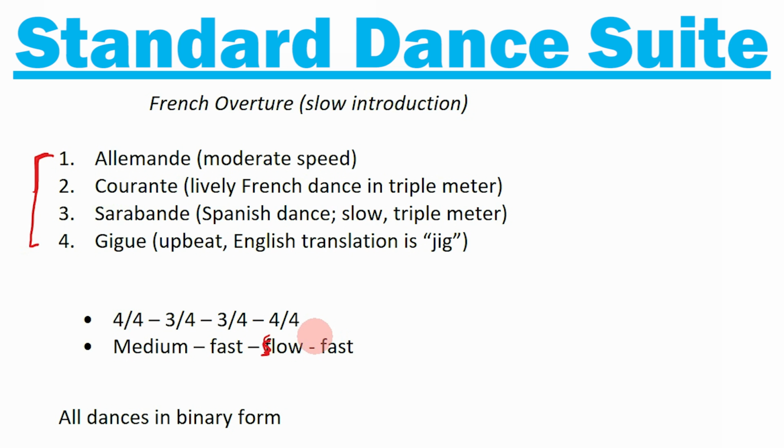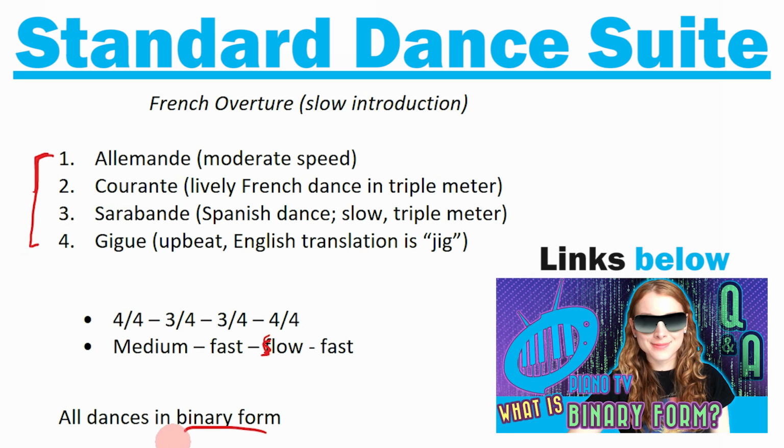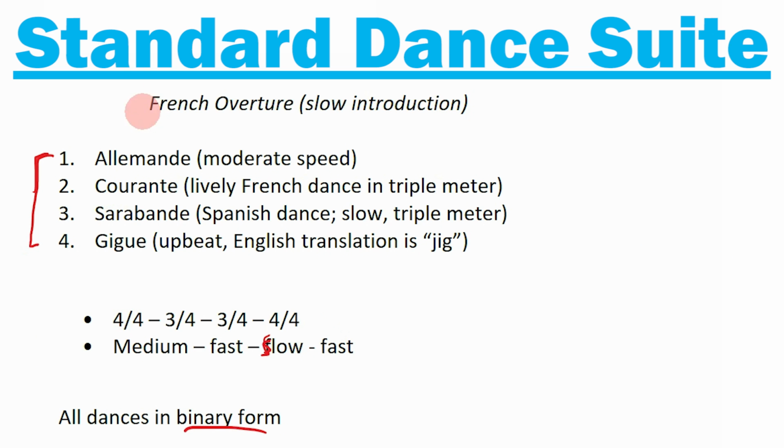These core 4 dances were written in one of the simplest forms, which is binary form. We actually did a whole video on this a while ago, if you want to check that out. The overture, or prelude, since it's kind of like an introduction, usually has a free form improv feel to it, which is a nice contrast when placed next to all of the structured dance pieces.